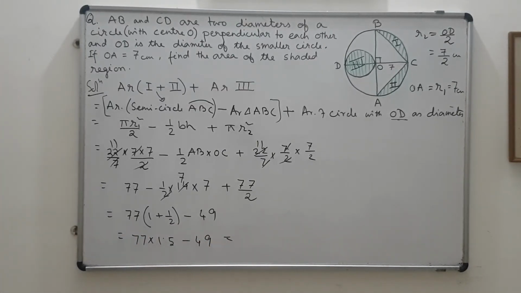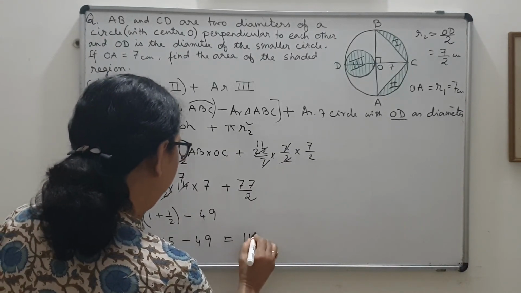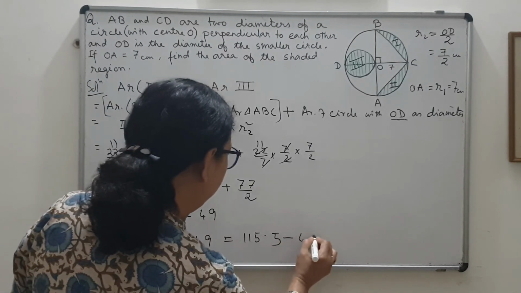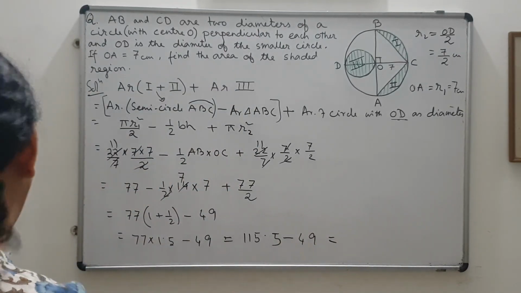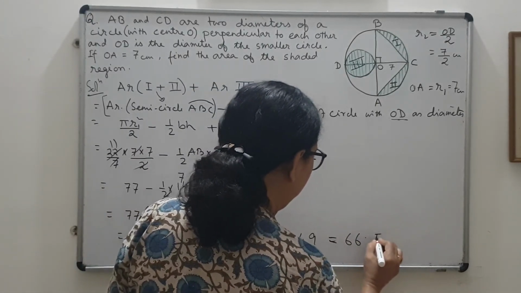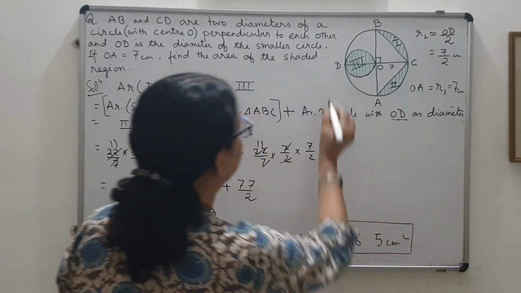You know the table of 15 is very easy. So if you multiply by 15, 77 into 15 will be 115.5. This, and minus 49. This is a very easy calculation. And then if we subtract, we'll be getting 66.5. The unit is centimeter square. So this is the answer. This is the area of the shaded region.